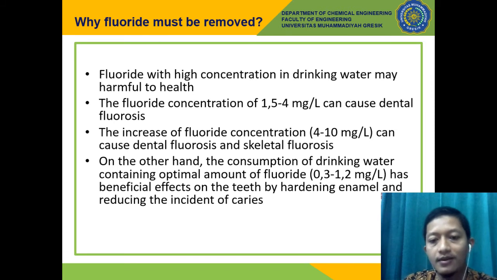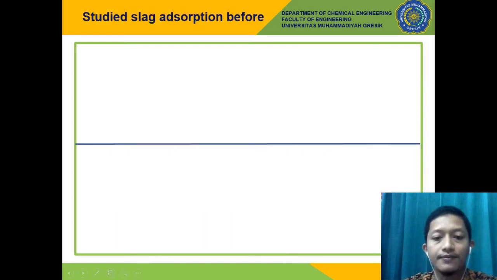But on the other hand, the consumption of drinking water containing an optimal amount of fluoride, 0.3 to 1.2 milligram per liter, has a beneficial effect on the teeth by hardening enamel and reducing the incidence of caries.